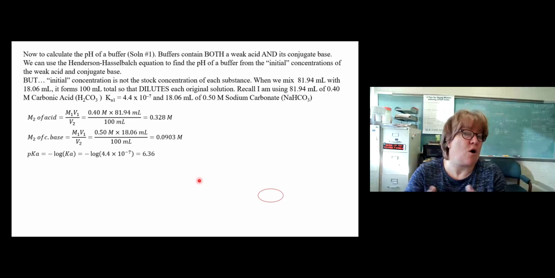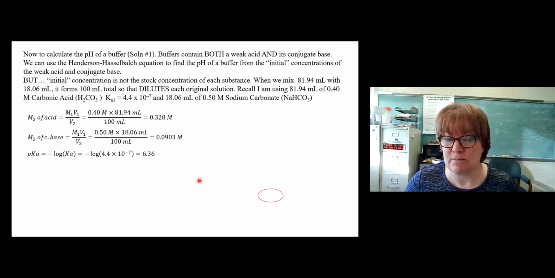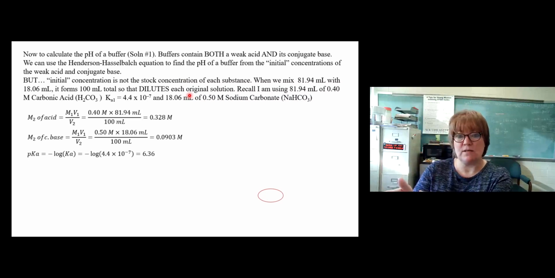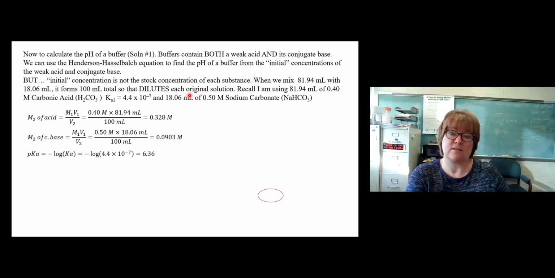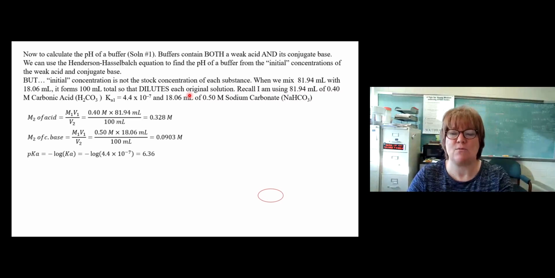But the problem is, all I need to do is use that with the concentration of the conjugate base and the concentration of the weak acid, except when I actually mix them together, there's a dilution by mixing. So initial concentration is not the stock concentration of each substance. I mixed 81 milliliters of one thing with 18 milliliters of another, so now I have like 100 milliliters. So I've diluted that 81 milliliters down to 100. Similarly, I diluted the 18 milliliters down to 100.